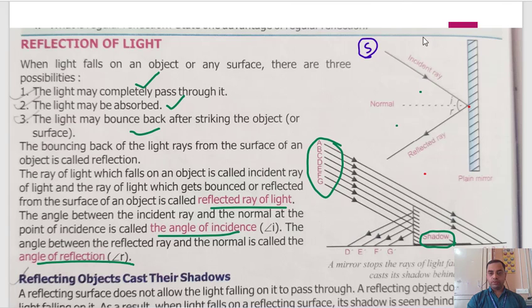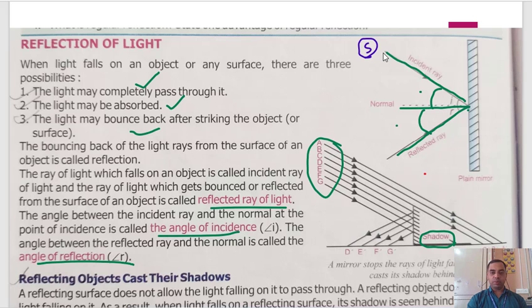So the first law says that the incident ray, reflected ray, and the normal will lie in one single plane. Plane means like a paper, you can draw these three. This is the first law. What does the second law tell you? The angle of incidence, this angle, will be equal to the angle of reflection. These two angles are equal.